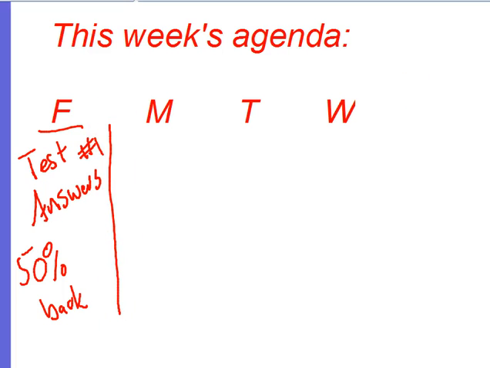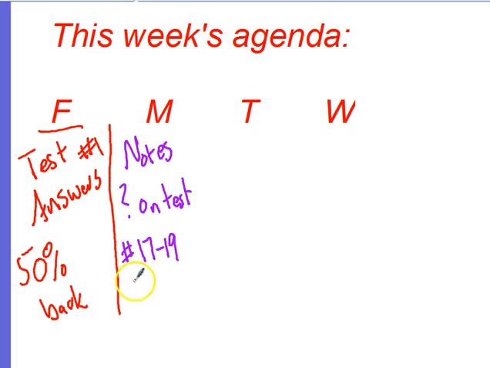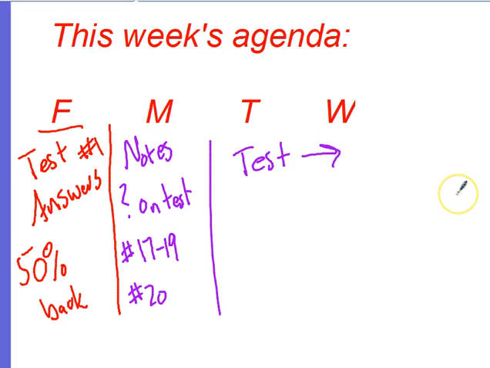Today, on the other hand, we've got some notes. I'm going to talk about the questions that are going to be on the test, the new stuff. There's going to be questions from the last test, and then there's new questions from assignments 17 to 19. That's where you find the greatest common factor, as well as number 20. So that's what we're talking about today. And then Tuesday or Wednesday, you're going to be taking your test.